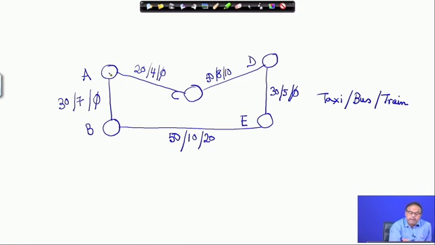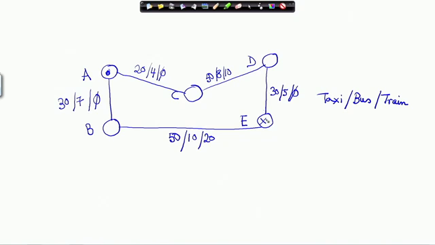Now, I am here and I have to reach this point from A to E. Now, I can go via A to C, C to D, D to E, or I can travel A to B, B to E, right. So, if I go from A to E by taxi, then it will be 30 plus 50, 80 rupees required. If I come via this path, it will be 20 plus 50, 70 plus 30, 100 rupees required.